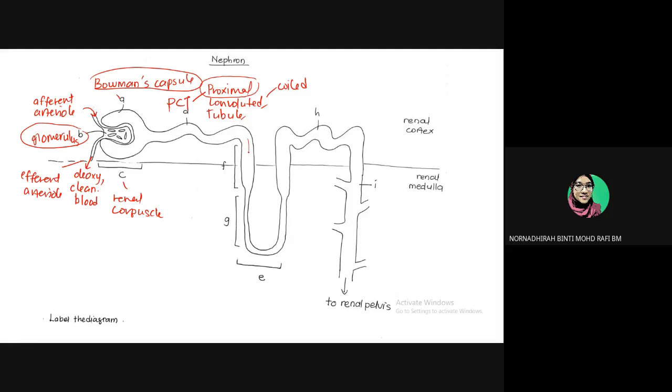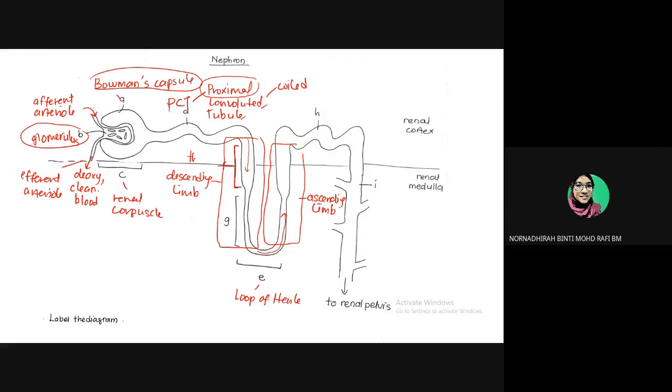Okay, and then bila turun ni, structure E ni adalah loop of Henle. Loop of Henle, and loop of Henle we can divide into two. Yang pertama kat sini, yang kedua. Kalau dia turun ni dipanggil descending limb. Descending limb. And then kalau naik balik ni, dia dah melalui the bottom part of the loop of Henle, dia naik ni adalah ascending limb. Ascending limb. Okay, both the ascending limb and the descending limb are composed of two structures. The first one is F. Awak boleh tengok dia tebal, so dia adalah thick segment, and yang bawah ni yang nipis ni adalah thin segment.